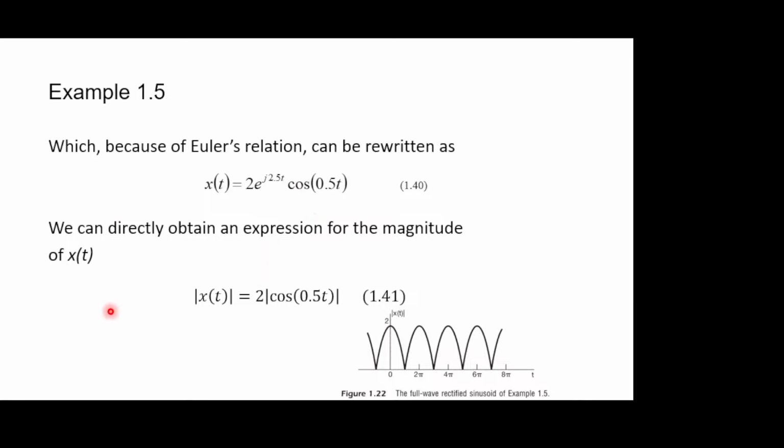Okay. And then we can express the magnitude of this more easily. So we take the magnitude of this thing. If you take the absolute value, then this e to the j2.5t part becomes 1, and it's just the absolute value of cosine 0.5t, and you can plot it like this. Okay, question?